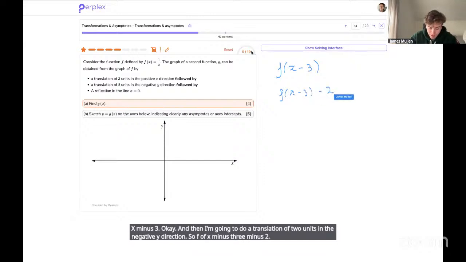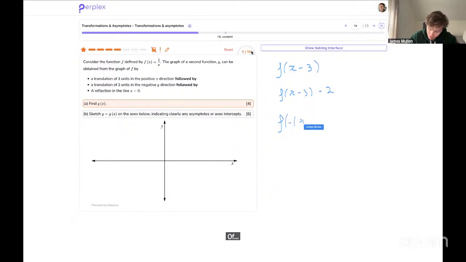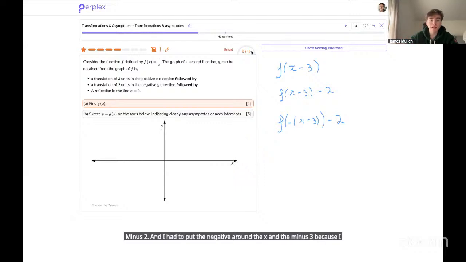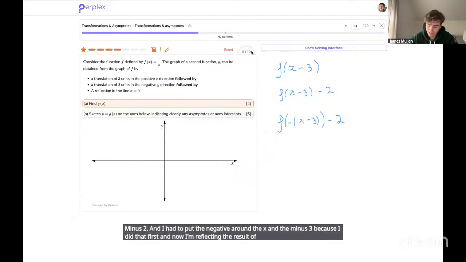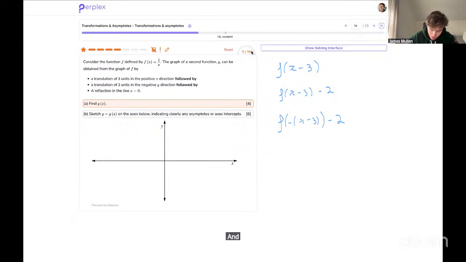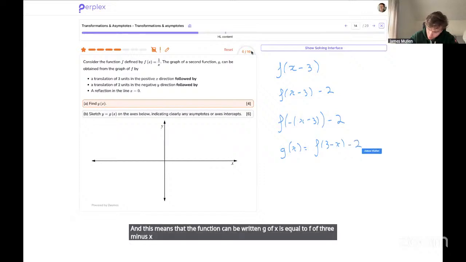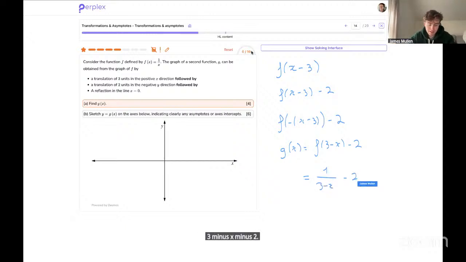And then to reflect in the line x is equal to 0, I have to put negative around the inside. So I have f of negative x minus 3 minus 2. And I have to put the negative around the x and the minus 3 because I did that first and now I'm reflecting the result of that. So that's why there's a minus like that. And this means that the function can be written g of x is equal to f of 3 minus x minus 2. So if I use the fact that f of x is equal to 1 over x, this is 1 over 3 minus x minus 2. And that is my answer.